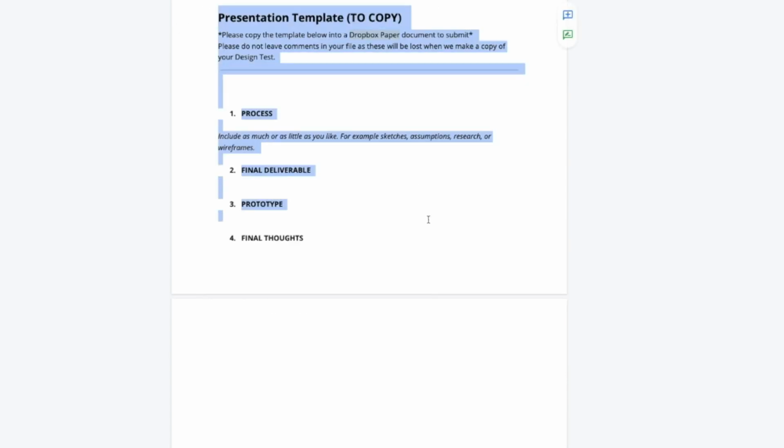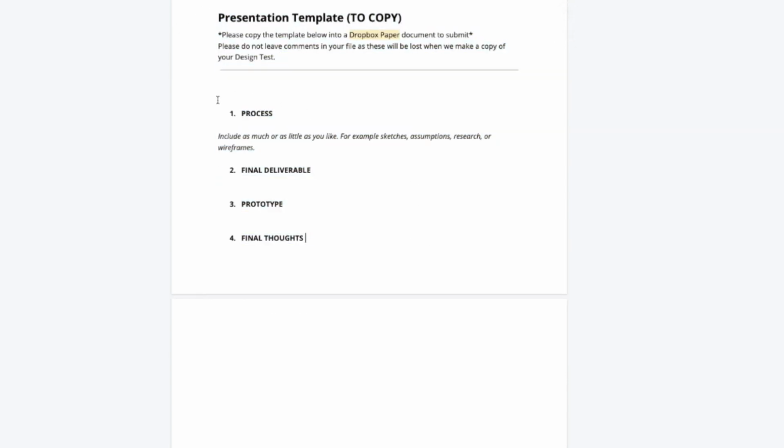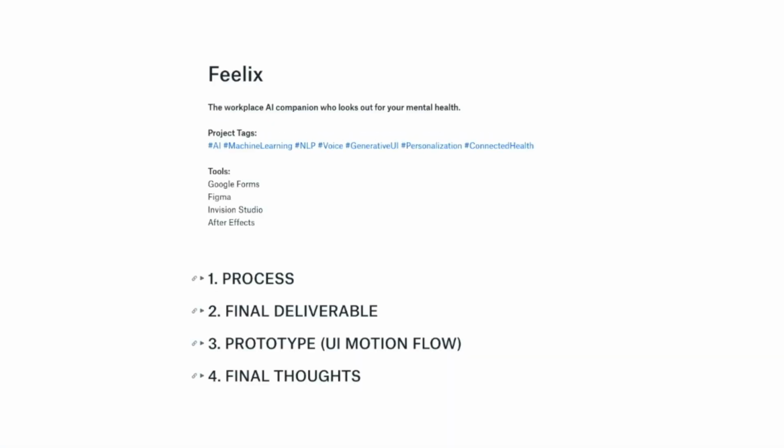So here's the presentation template they gave me. They basically told me to copy this into a Dropbox Paper file and approach it that way. So that was kind of nice. I didn't really have to think about how to actually present this. They just gave me a template to use. So here we are in Dropbox Paper. This is what I actually did my assignment in. I had actually never used this tool before, but it's kind of like Google Docs. I don't really know why I had to use this, but whatever.